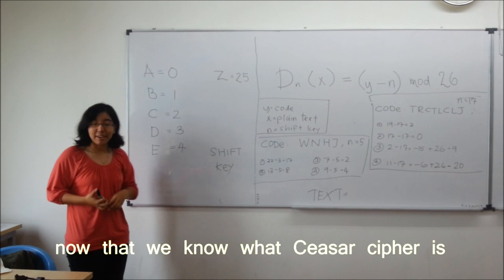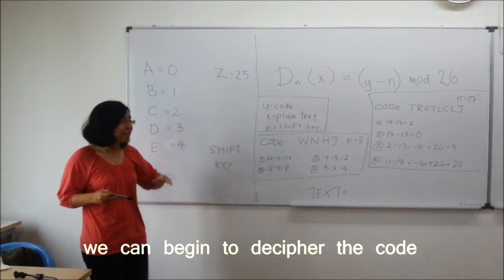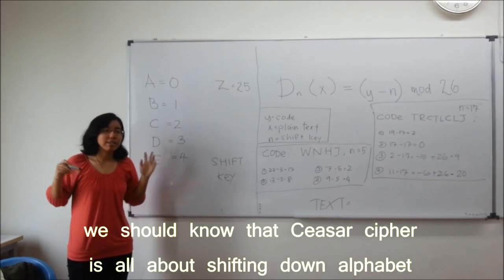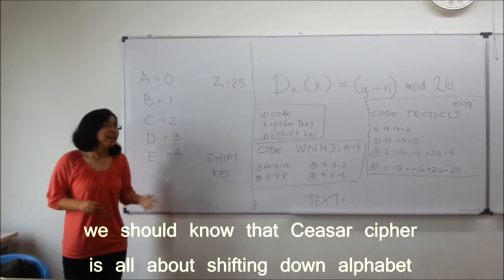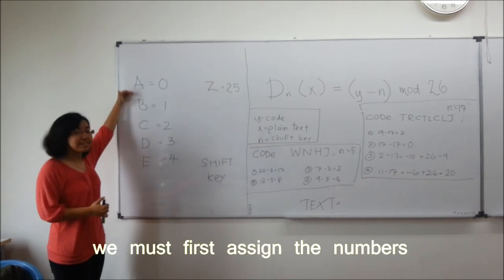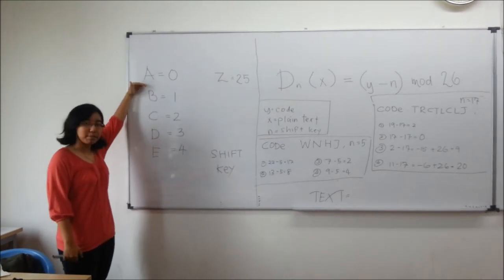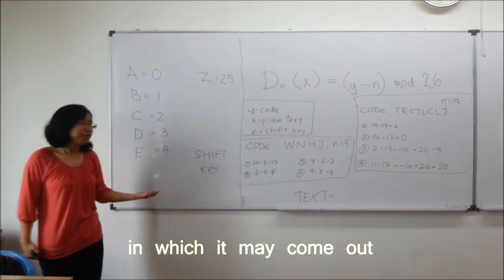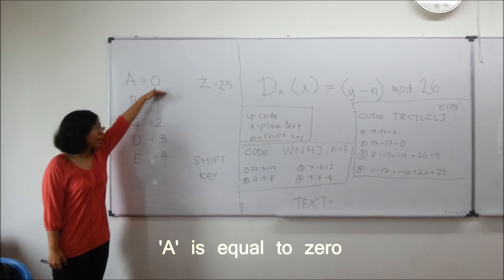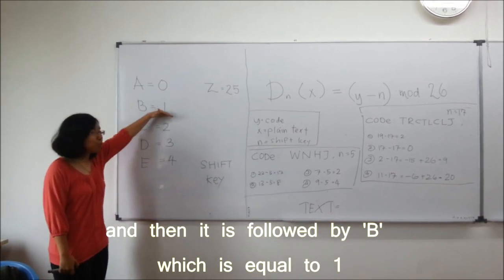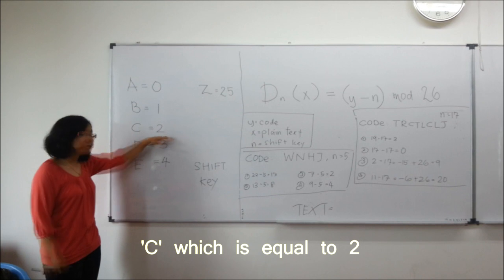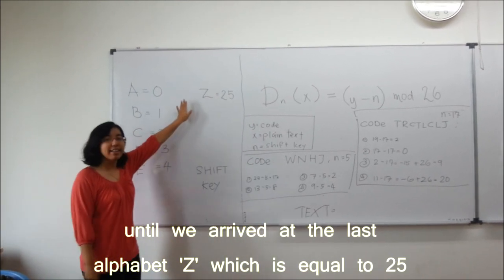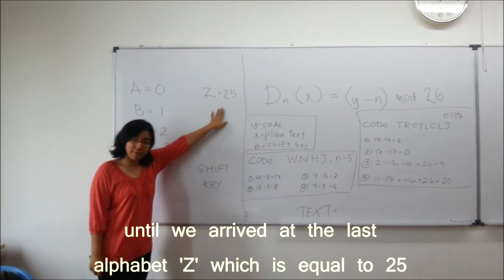Now that we know what Caesar cipher is, we can begin to decipher the code. Before we decipher, we should know that Caesar cipher is all about shifting down alphabets. So we must first assign numbers to the English alphabet according to the order in which they come. For example, A is equal to 0, followed by B, which is equal to 1, C, which is equal to 2, D, which is equal to 3, and so on until we arrive at the last alphabet, Z, which is equal to 25.